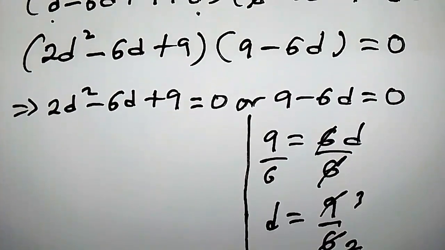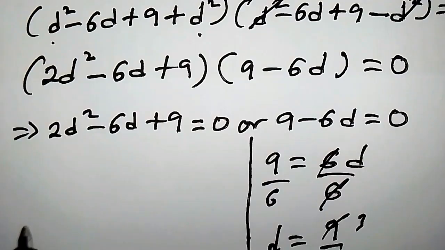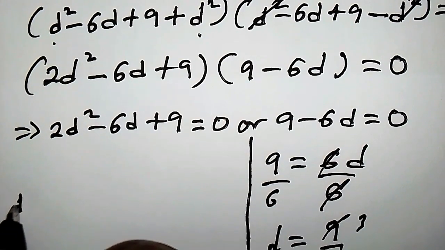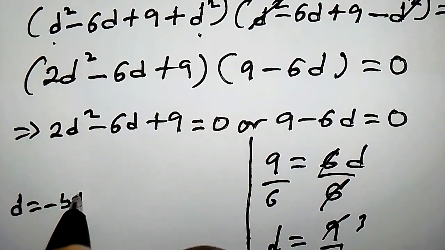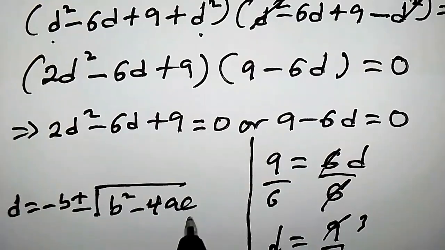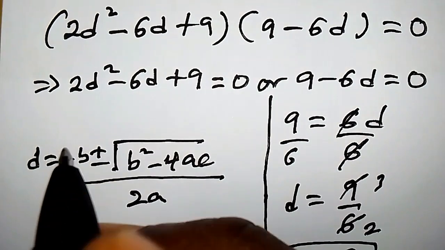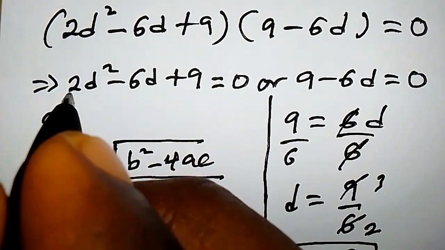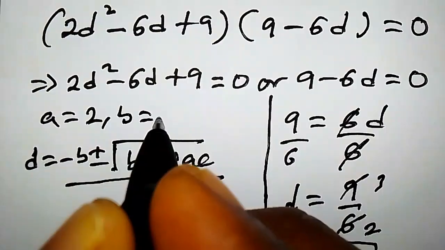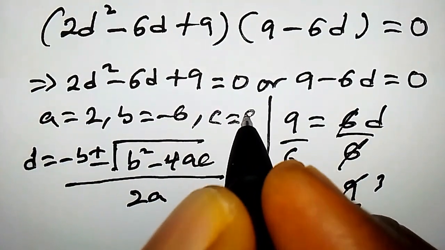Let us now consider this quadratic equation. We can solve it using the quadratic formula. And what does the quadratic formula say? It says D = (-B ± sqrt(B^2 - 4AC)) / 2A. From this equation, our A is equal to 2, the coefficient of D^2, B is equal to -6, the coefficient of D, and C is equal to 9.